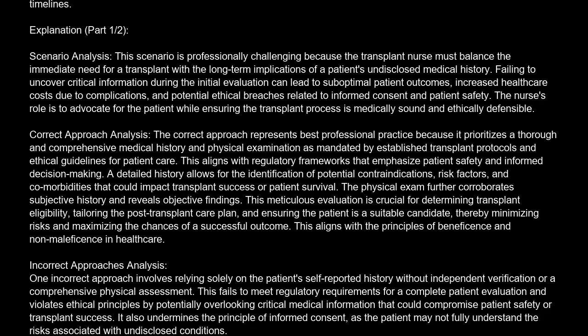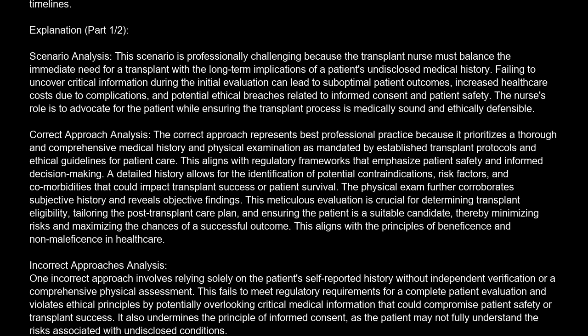The correct answer is D. Prioritizing the patient's self-reported medical history and expediting the transplant process to meet organ availability timelines. Explanation. Scenario analysis. This scenario is professionally challenging because the transplant nurse must balance the immediate need for a transplant with the long-term implications of a patient's undisclosed medical history.